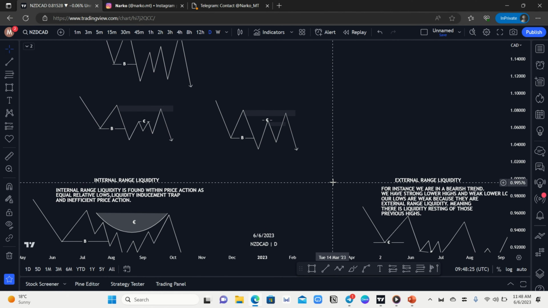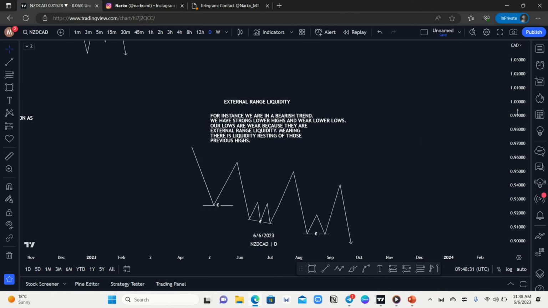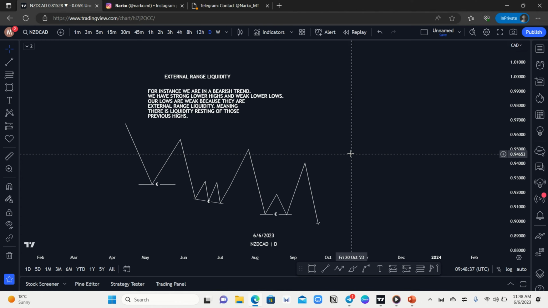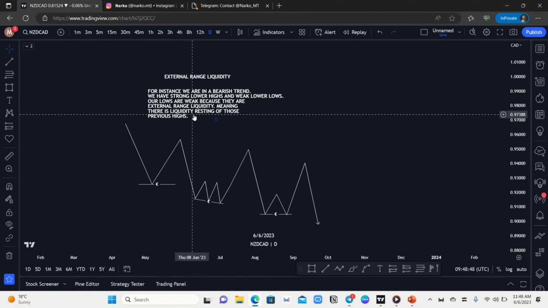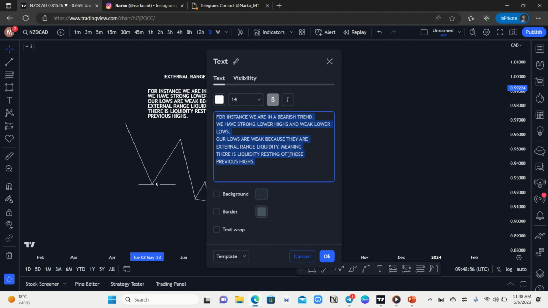Before we move to our real market example, let me just explain external range liquidity. With external range liquidity, for instance, we are in a bearish trend. We have strong lower highs and weak lower lows. Our lows are weak because they are external range liquidity, meaning there is liquidity resting below those previous lows.